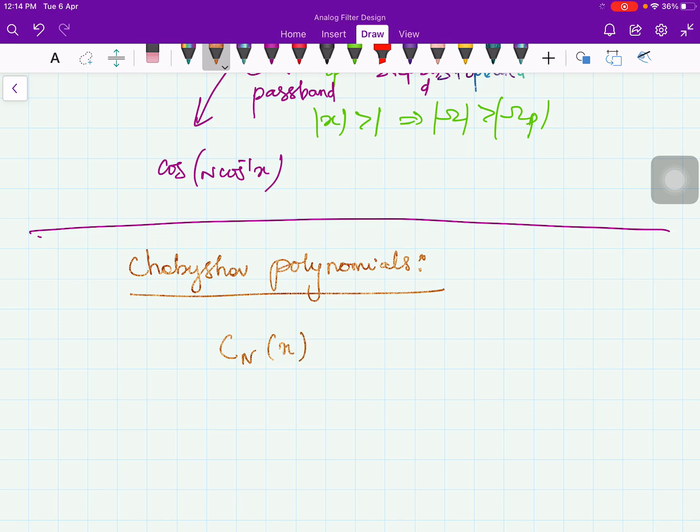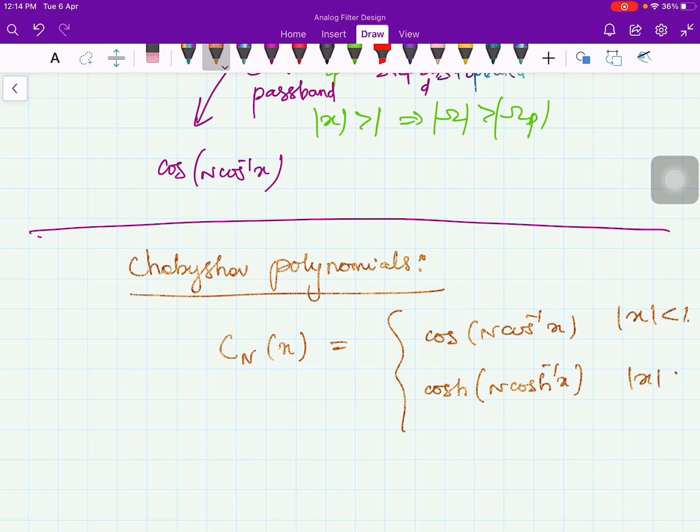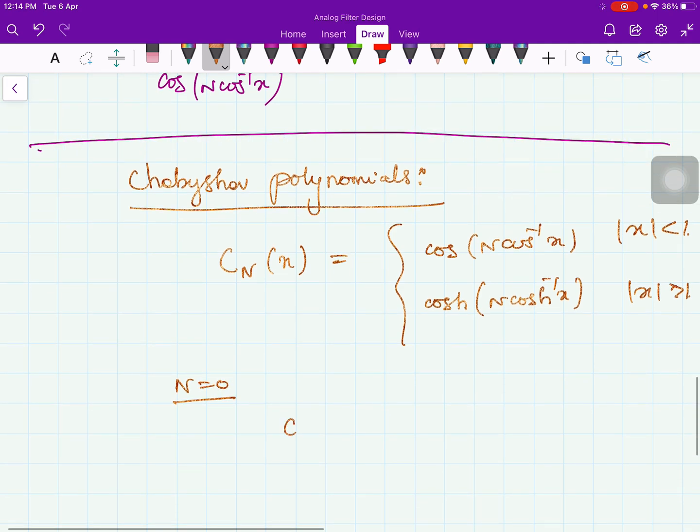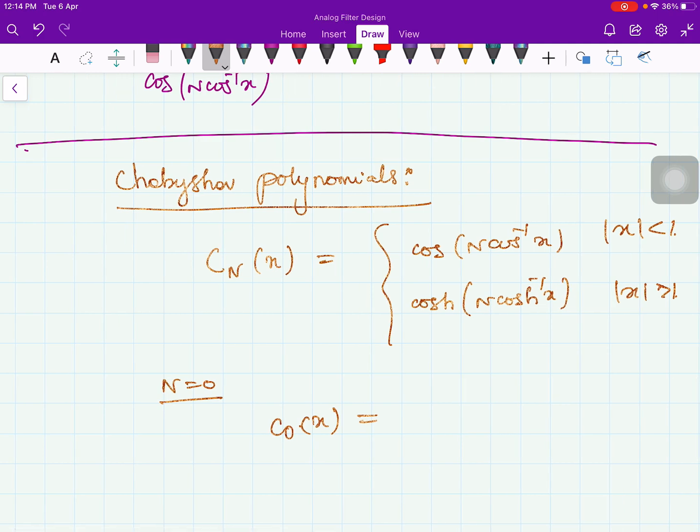Cn of x, this we know the general relation. What is the relation? Cos of n cos inverse x, where mod x is less than 1, and cosh of n cosh inverse x for mod x greater than 1. Now you substitute n equal to 0. So C0 of x is cos of 0, so this is 1.